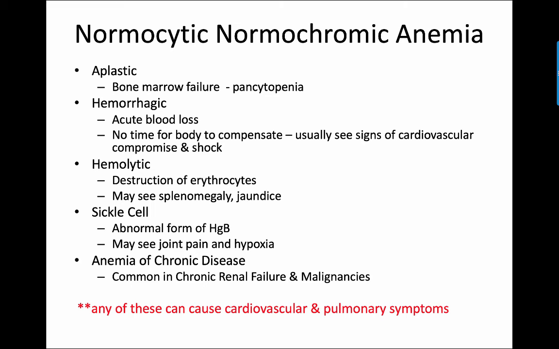You can also certainly have a hemorrhage where you have an acute blood loss. You can also have anemia of chronic disease. After we've ruled out all of the other reasons to have anemia, you see anemia of chronic disease when you have simply a decreased production of erythropoietin or a decreased production of erythrocytes. So most often it's related to chronic illness, chronic renal failure, or any kind of malignancy.